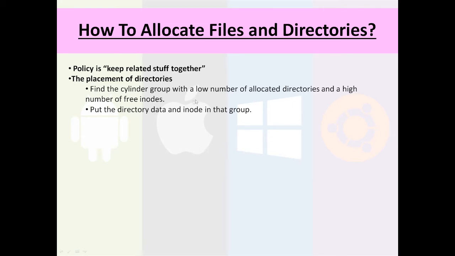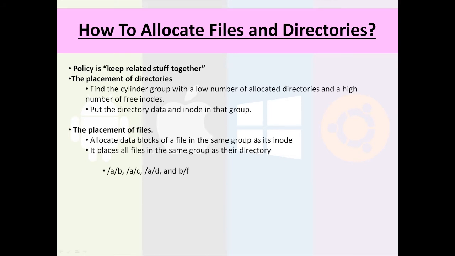So let's look at the first part of allocating files and directories, and we're going to look at directories first. FFS employs a simple approach. We find the cylinder group with a low number of allocated directories and a high number of free nodes. So we want to find a group that is relatively free. Once we found the group that performs highest with that metric, we're going to put the directory data and the inode in that group. So we look for the least occupied group, and we put the data and the inode in that group.